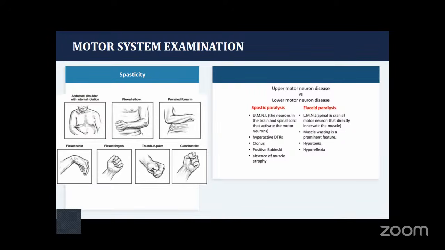For upper motor neuron and lower motor neuron lesions, in upper motor neuron lesions, you have spastic paralysis. In lower motor neuron lesions, you have flaccid paralysis. In upper motor neuron lesions, you have clonus, positive Babinski, hyperactive deep tendon reflexes, and absence of basically muscle atrophy. But over a long time, there's always disuse atrophy. For flaccid paralysis, you have lower motor neuron lesions, muscle wasting, hypotonia, and hyporeflexia.